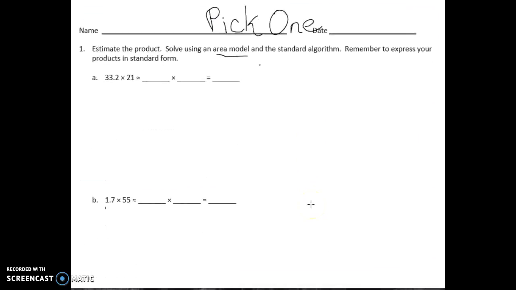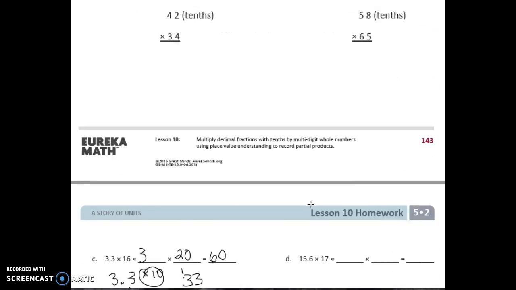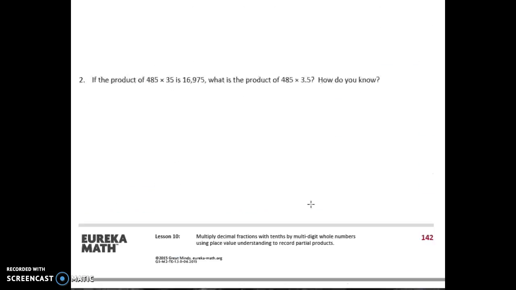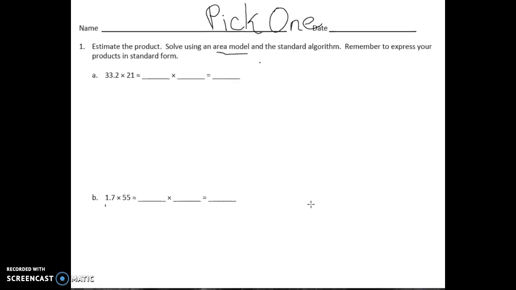Okay? We're going to do some like that one that I showed you with your parents. This one right here. We're going to do that in class. For tonight's homework, pick one of these. Ready? Go for it.